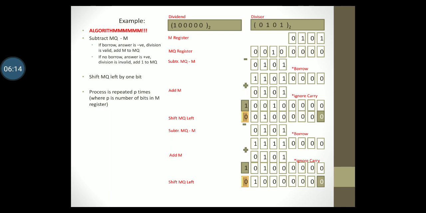Stay calm and do the same thing for another 2 times. Starting the algorithm all over again, subtract MQ minus M. We get the answer as this. Notice that during this subtraction there is no borrow. So as per step 1 in the algorithm, if there is no borrow, the answer is positive, the division is invalid. So we need to add 1 to MQ. Notice that while adding 1, we add 1 to the LSD. We get the answer as this.